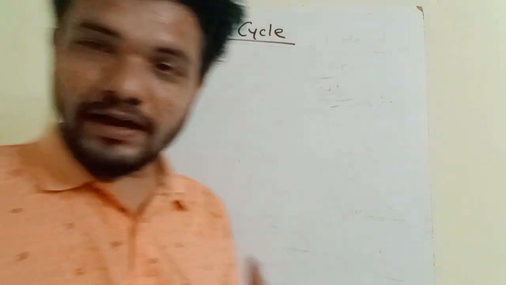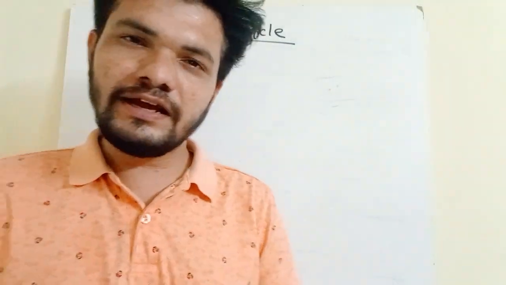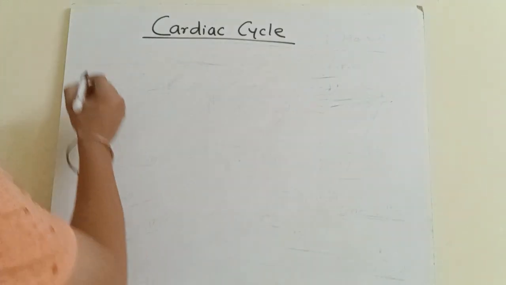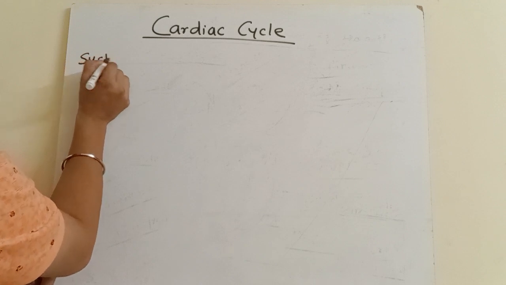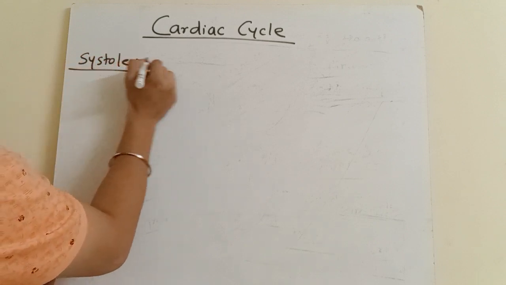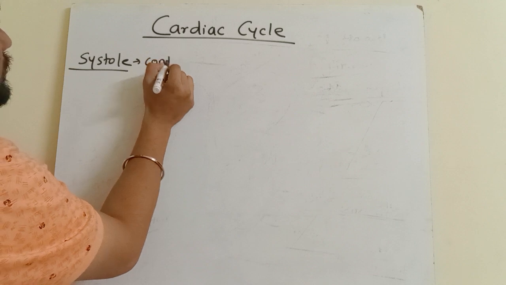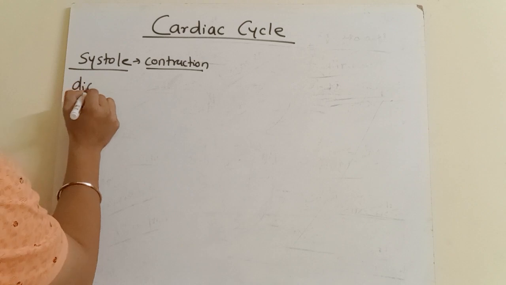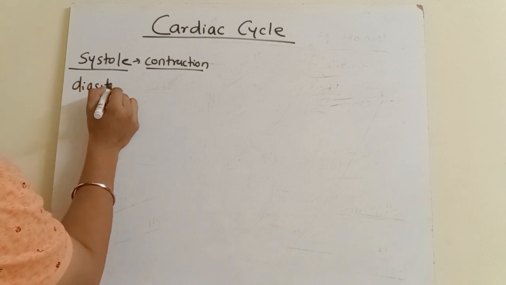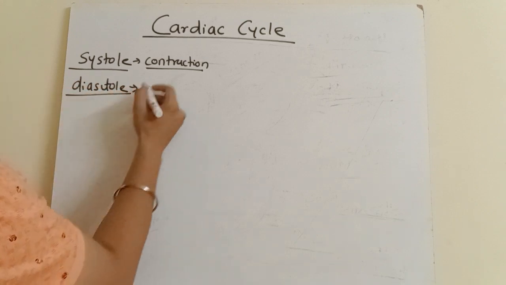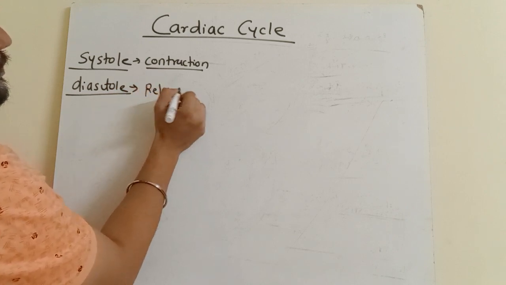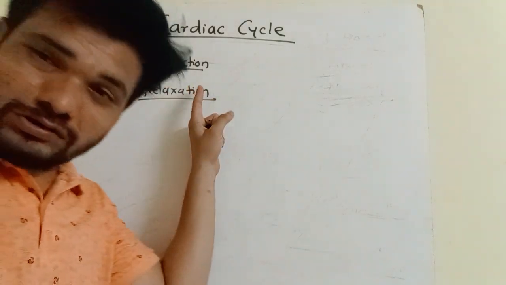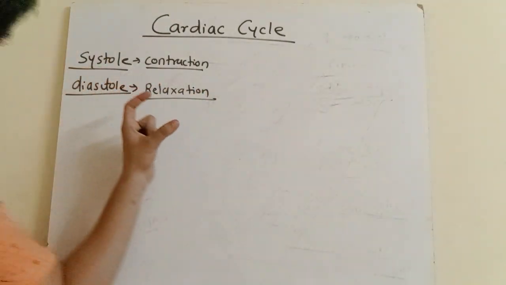To understand the cardiac cycle, you have to understand two terms, that is systole and diastole. So let's understand what is systole. Systole means contraction and diastole means relaxation.